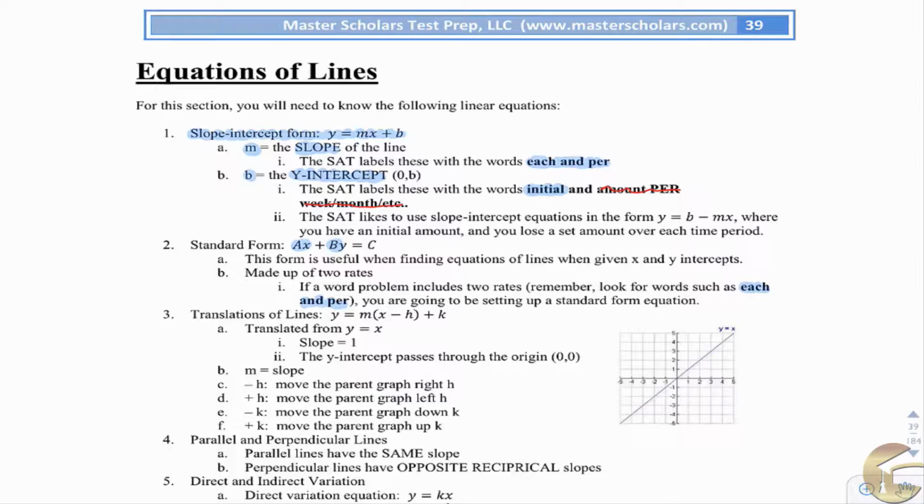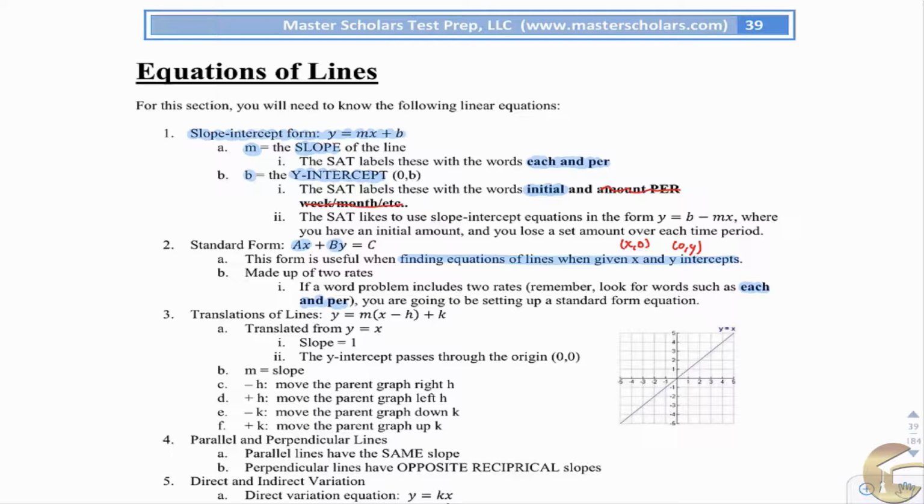This form is useful when finding equations of lines when given x and y-intercepts. It's also the way you want to graph these types of lines. You find the x and y-intercepts. Remember, an x-intercept is always (x, 0), whereas a y-intercept is (0, y). So again, that standard form is really great for either finding that, or if they're giving it to you, it's easy to set up your equation or work backwards to find the equation with those points given.